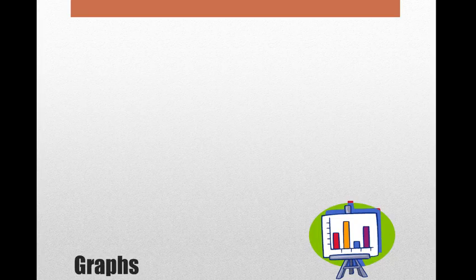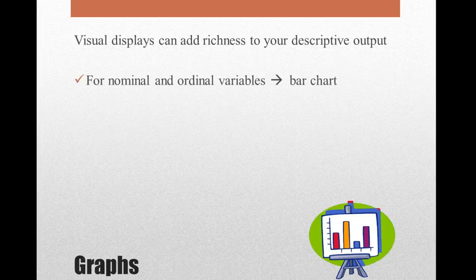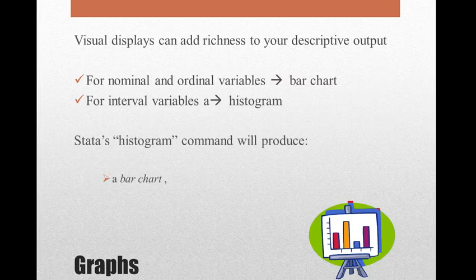Now we will learn about obtaining bar charts and histograms. Visual displays can add richness to your descriptive output. For nominal and ordinal variables, a bar chart is most appropriate, and for interval variables, a histogram would be a better choice. Stata's histogram command will produce either a bar chart or a histogram. However, Stata does have a bar chart command as well, which is graph bar, but we will come back to this in tutorial 4.